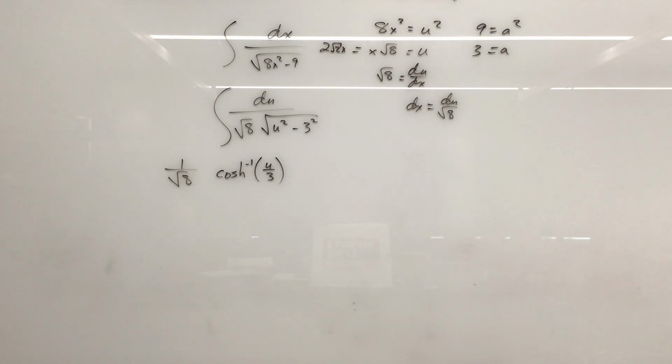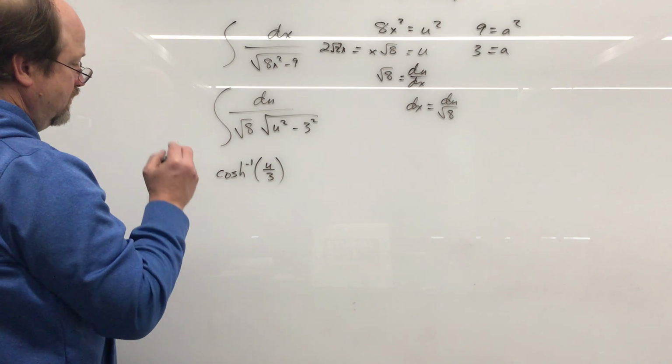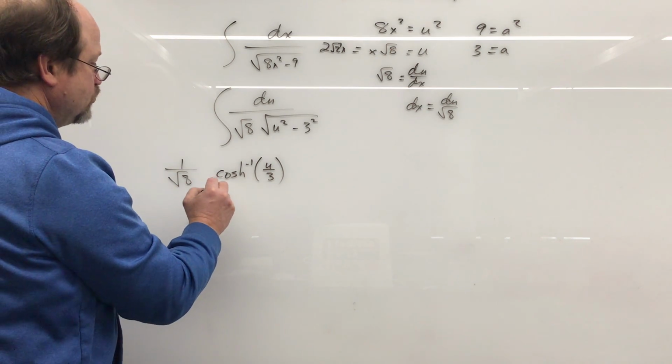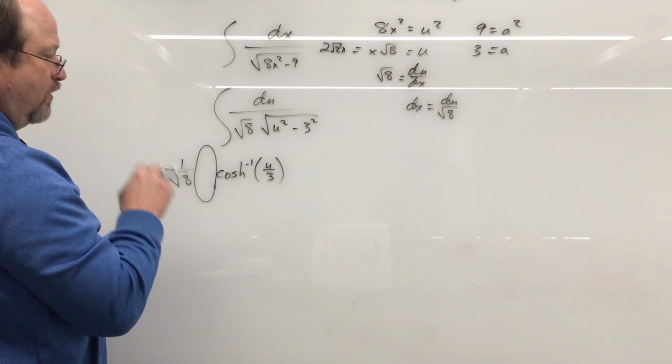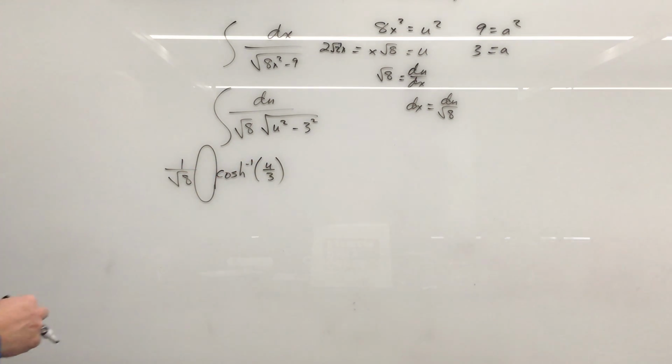And in the case of both inverse cosh and inverse sinh, as well as with inverse sine, there's no 1 over a out in front of here. All of the other ones have both a u over a and a 1 over a when there's a squared and u squared, but not cosh and sinh and sine. Okay, so that's pretty much it.